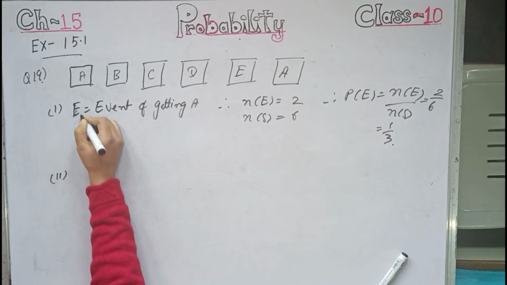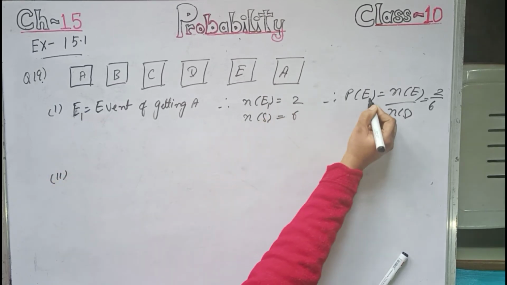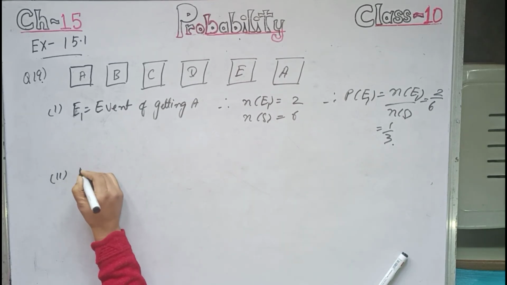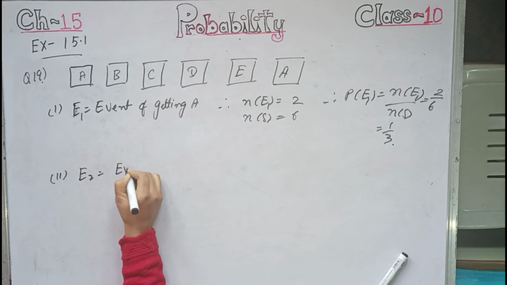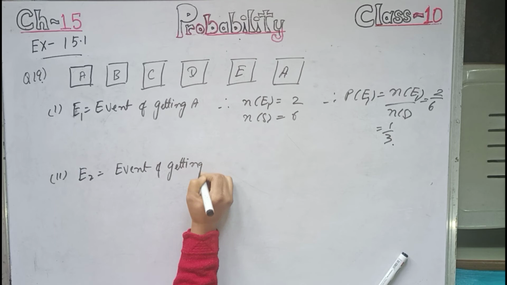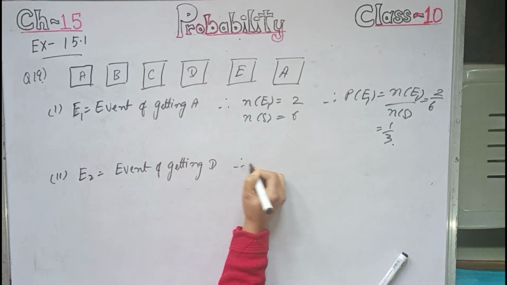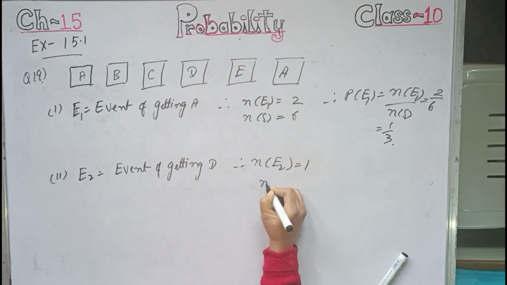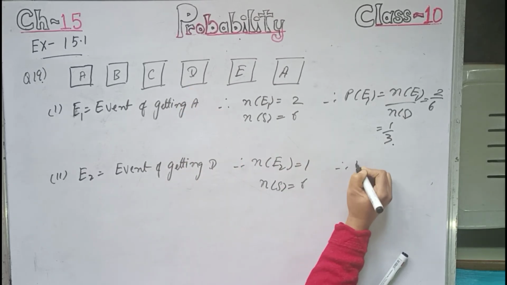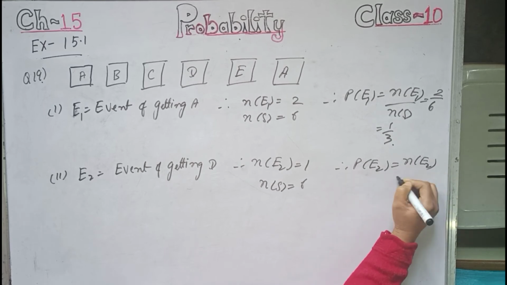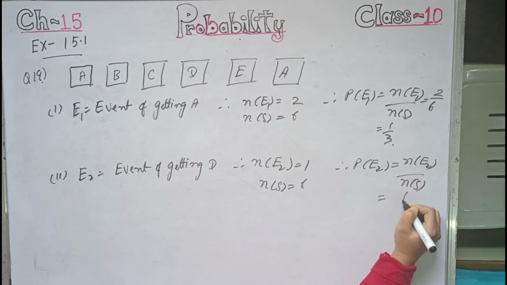Now number 2, let us write it as E1 because subpart number 2 also is there, and D it is asking. E2 equals to event of getting D. Therefore N of E2 equals to only one D is there, 1. NS equals to 6. Therefore PE2 equals to NE2 by NS equals to 1 by 6. So this is the answer.